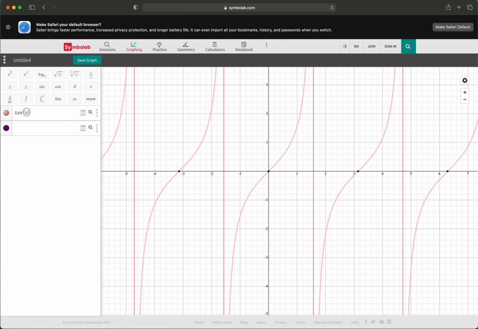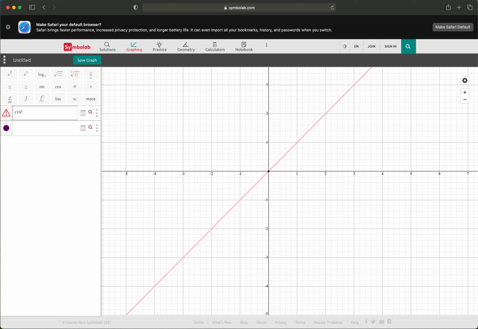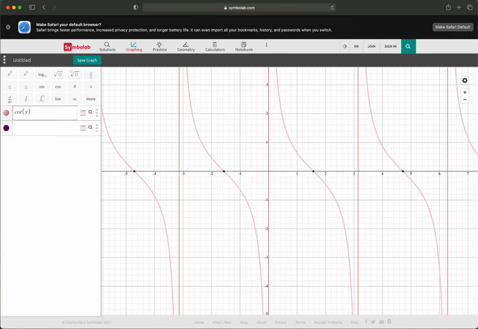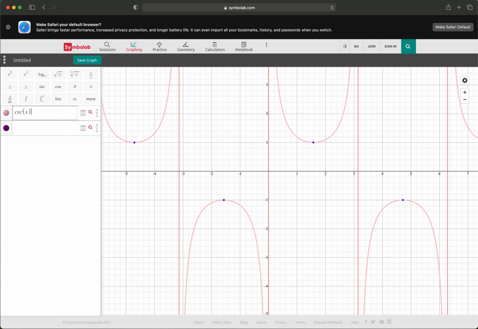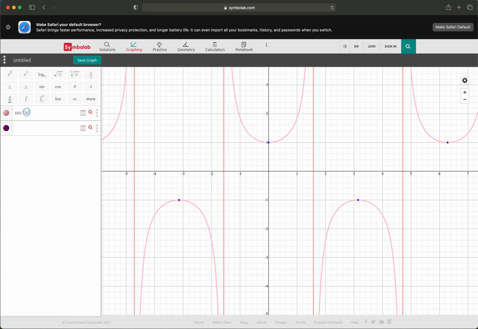Tangent of x. Vertical asymptote at pi over 2 and minus pi over 2. Goes up to infinity here, down to minus infinity. The other graphs like cotangent, cosecant, you don't really need to know those. I mean, I'll graph them for you quickly. There's the cotangent. Cosecant of x. And the secant of x. As I said, you don't really need to memorize those graphs. Just sine, cosine, and tangent.